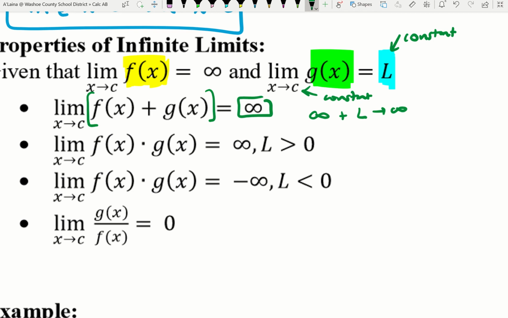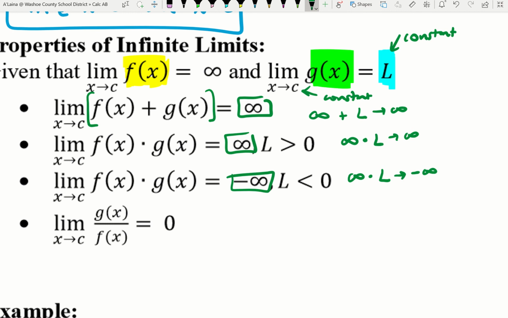For the second one, we have the limit for f, which was infinity, times g, and g was L. Now, if L is a positive, then we would end up with infinity times a positive, which is still just infinity. If L is a negative, a positive times a negative would give us an output that's negative, but still very, very large.